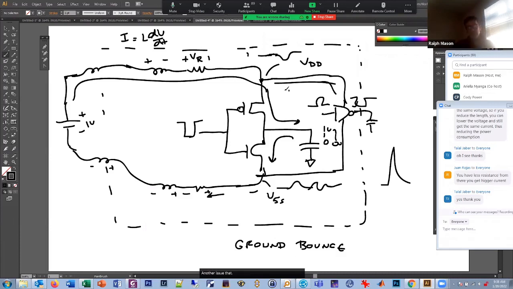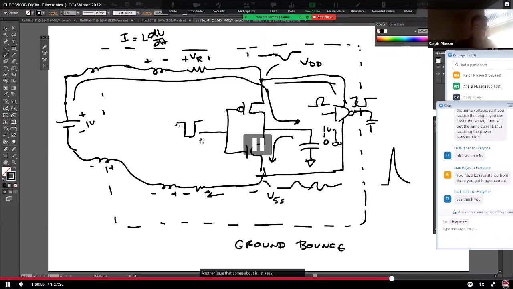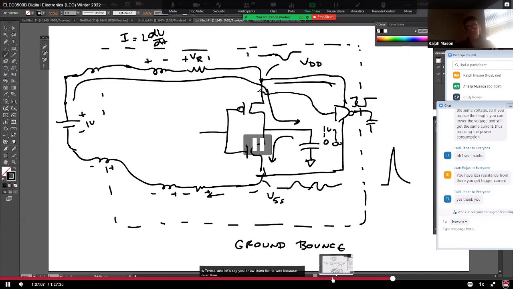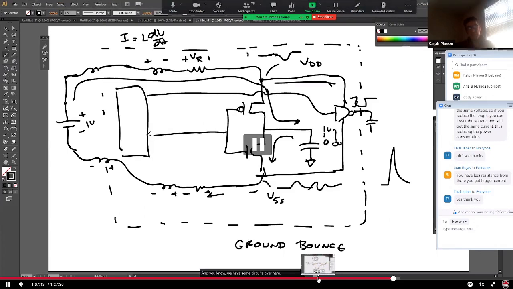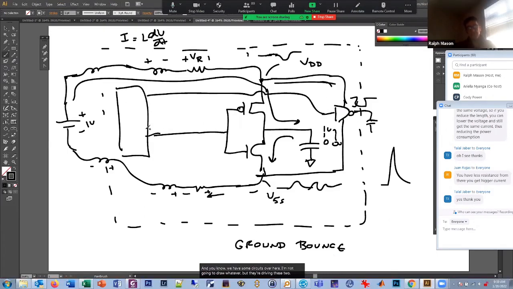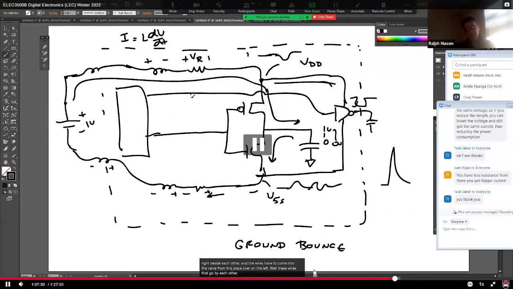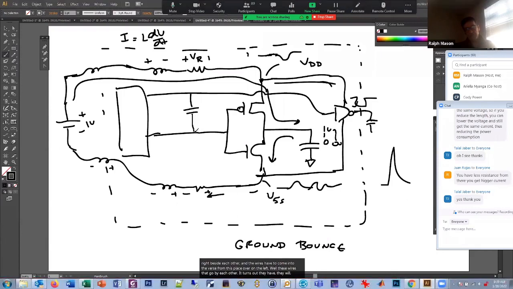Another issue that comes about is, let's do a little bit of erasing here. Let's just erase that. And let's say this inverter, its wire goes over top of this one and it comes out here. And we have some circuits over here. I'm not going to draw whatever, but they're driving these 2 inverters. And the wires that go to these 2 inverters are right beside each other. Like they're just nanometers apart or micrometers apart. They're right beside each other. And the wires have to come into the inverters from this place over on the left. Well, these wires that go by each other, it turns out they will parasitically couple to each other capacitively.